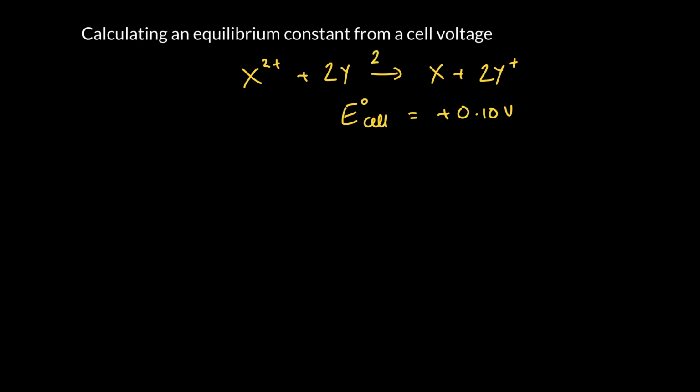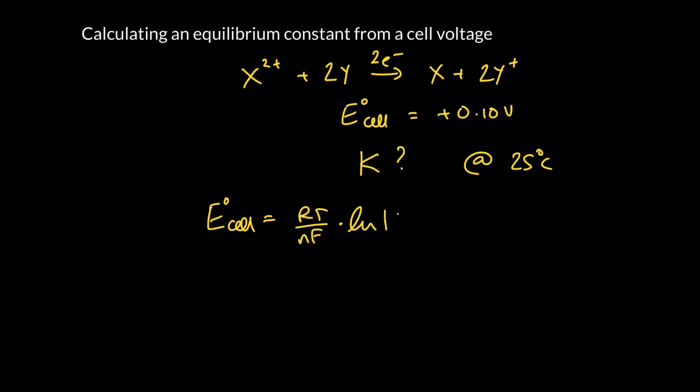And it's a 2 electron transfer. And we want to know what the equilibrium constant is at, say, 25 degrees C. So we could go ahead and use this equation now. We could say that E cell standard is equal to RT over NF times the natural log of K. Or if we wanted to, we could rearrange and say the natural log of K is equal to NF E cell over RT.